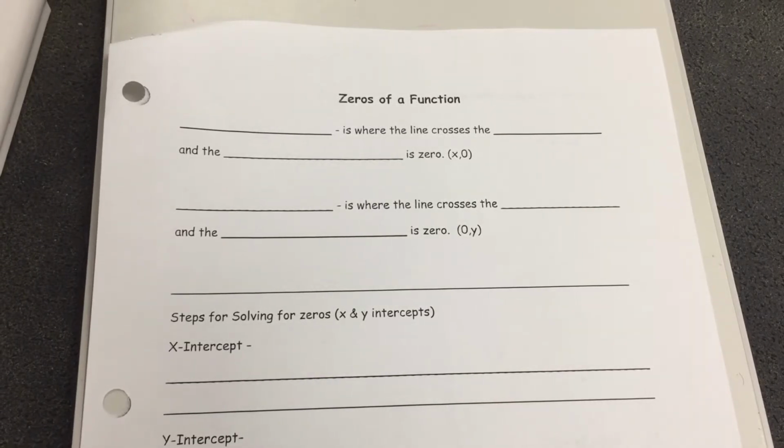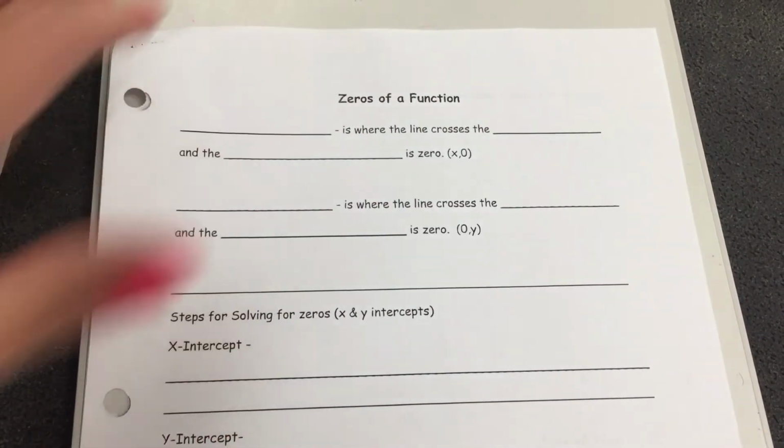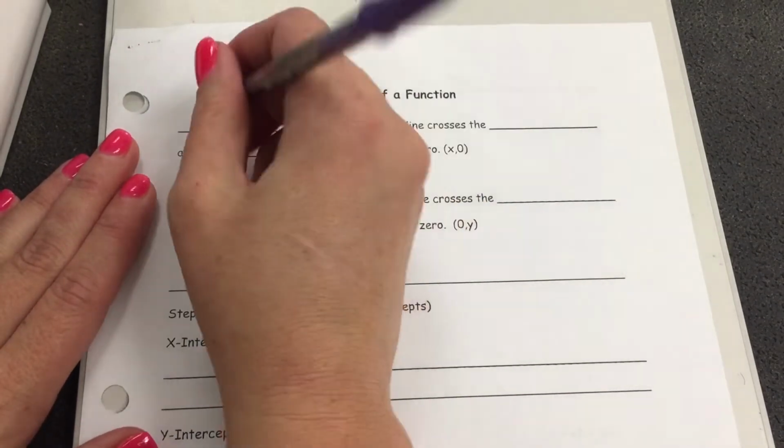Today we're going to talk about zeros of a function. Zeros of a function are simply where a graph crosses the x-axis. Let's go over a few definitions here.